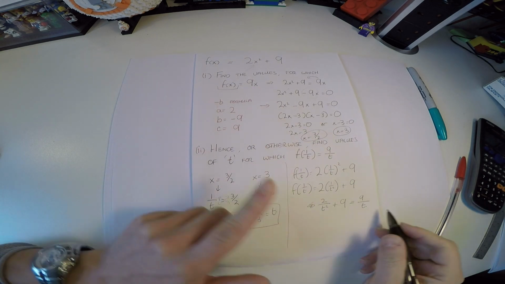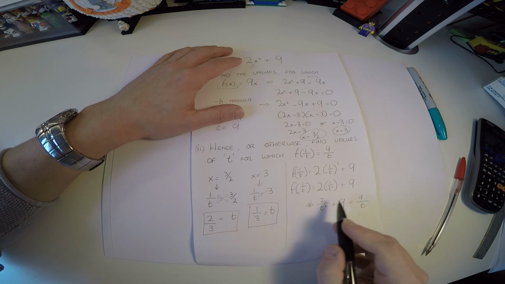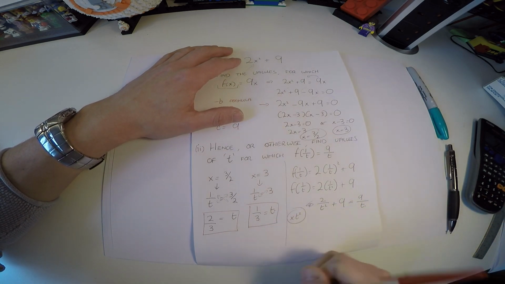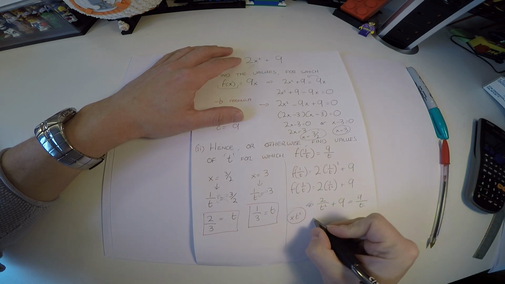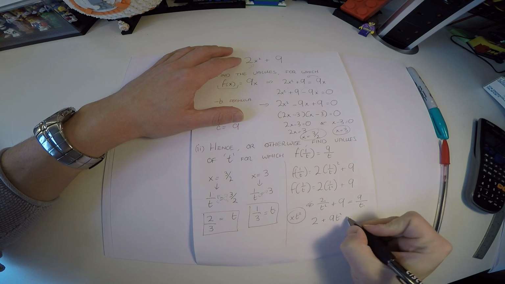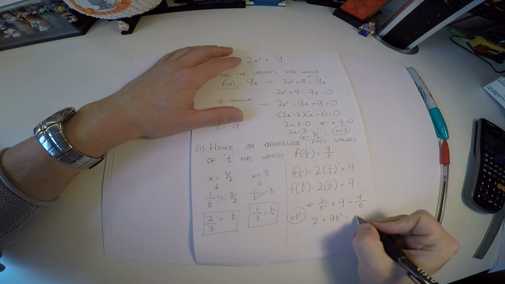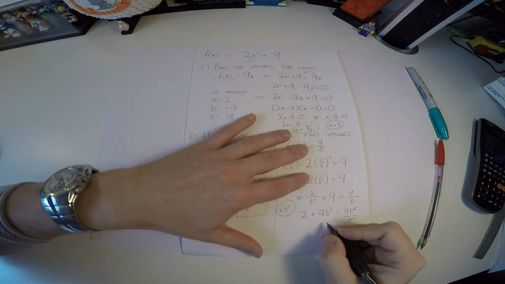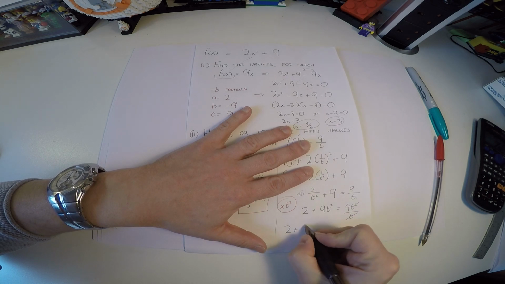So, how do I solve this now? Well, I'm going to multiply across by t squared. That's going to get rid of my t squared in the bottom here, leaving me a 2. It's going to multiply that 9 by t squared. And of course, 9t squared over t. I'll write it out just to take baby steps. That's going to cancel one of the t's on top. So it's going to leave me an equation like this to solve.